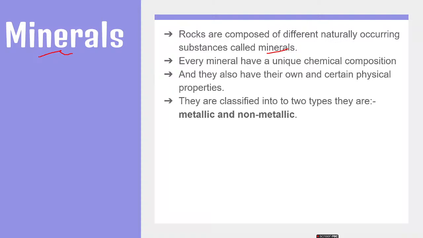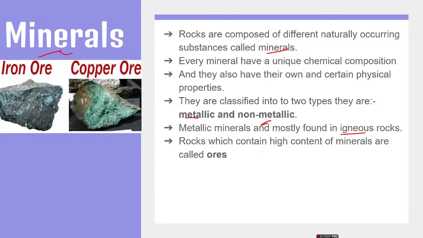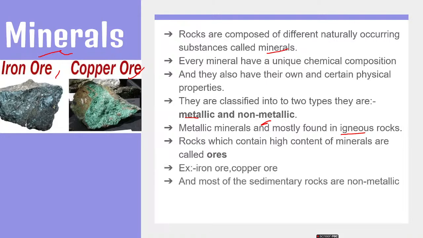These minerals are later classified into metallic and non-metallic. What are metallic minerals? Metallic minerals are minerals with a high content of ores, and these are mostly found in igneous rocks. Examples of ores are iron ore and copper ore. Ore is a type of rock which contains a high content of minerals, which is helpful in gaining profit while keeping costs low.